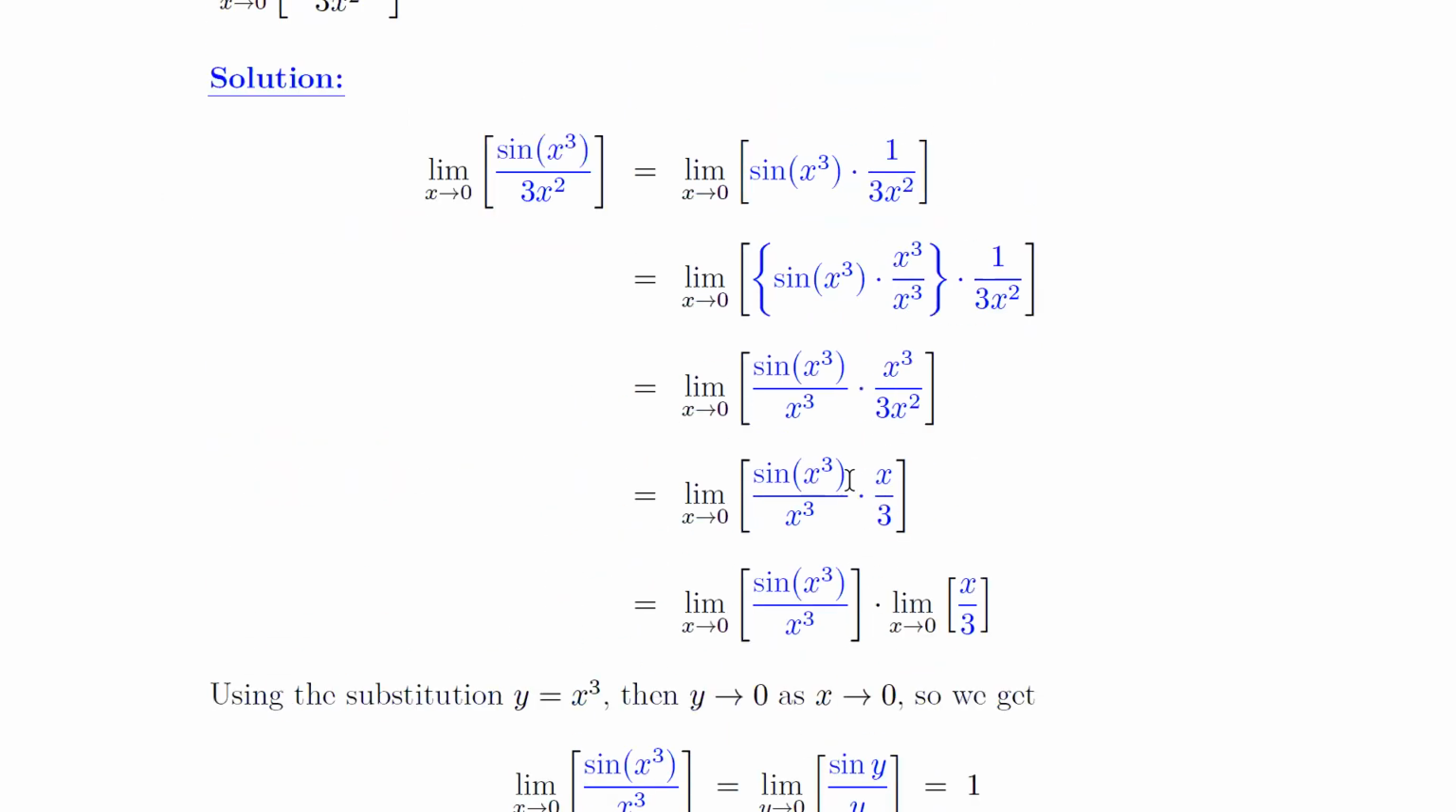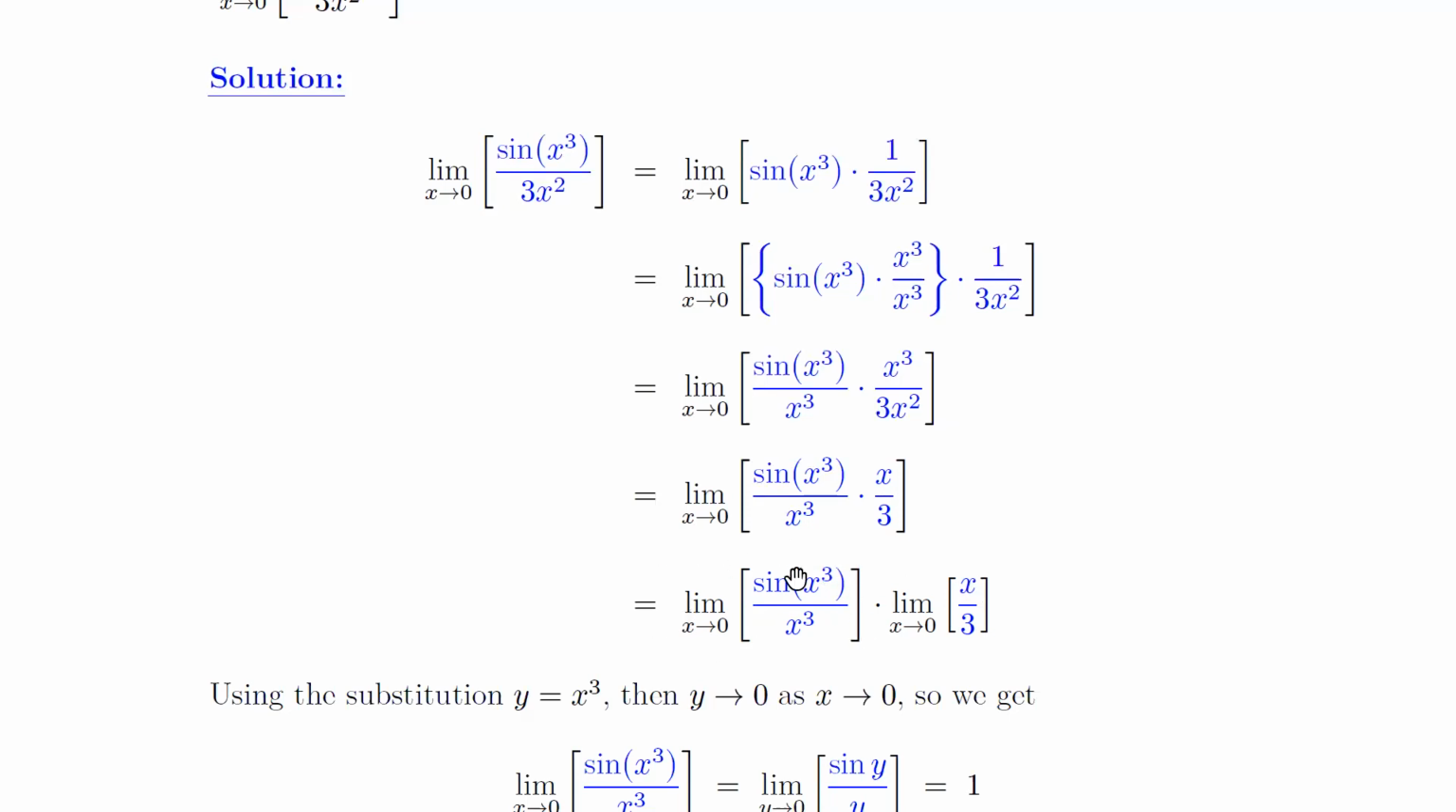Right? Now, at this point, I can't really simplify this anymore. So what I would do is use a theorem that says a limit of a product of two functions is just the limit of the first function times the limit of the second function. So I have the limit of this term times the limit of this one.